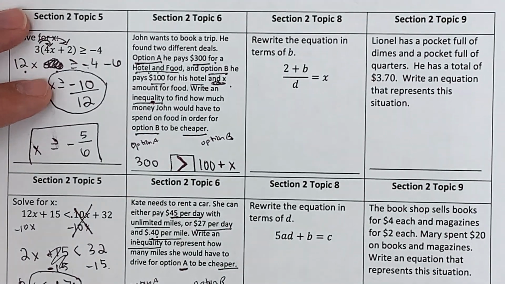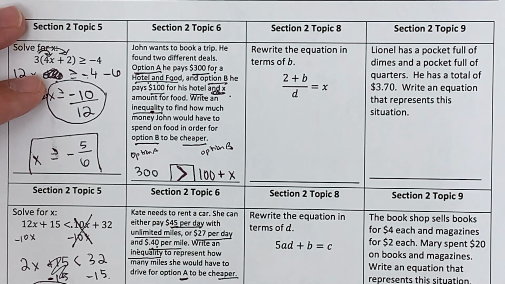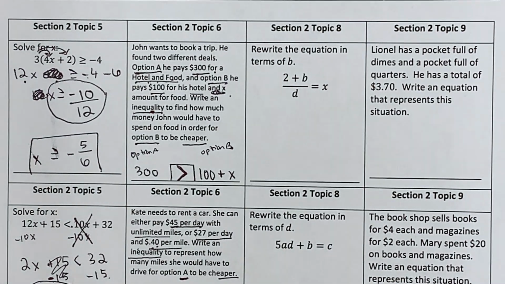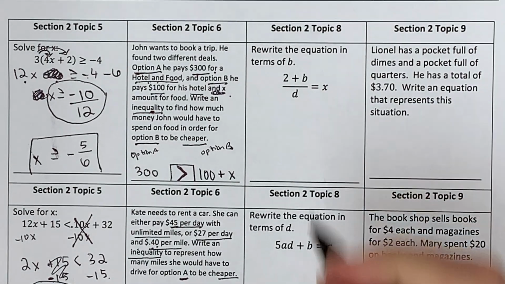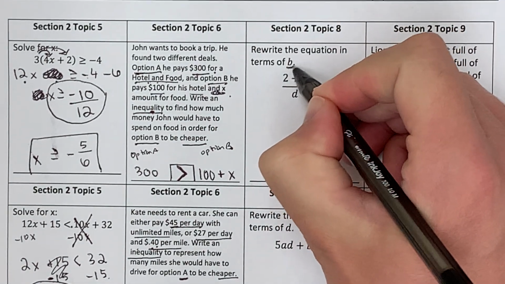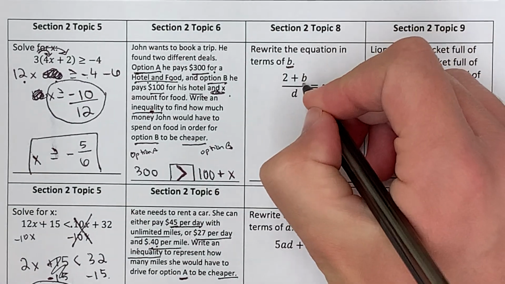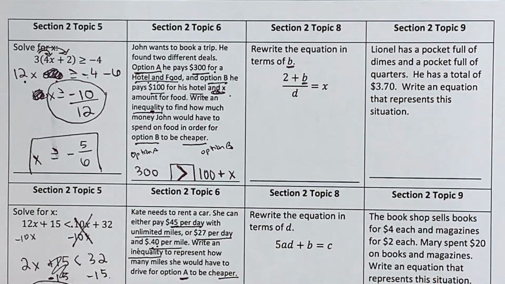All right, let's go on. Section 2, topic 8. All right, so I've got 2 plus b over d equals x, and we're looking for terms of b. So please always make sure you know what letter you're solving for. That's the issue I see a lot of times, is we accidentally solve for the wrong letter. So in this one, we're solving for b, so underline the b and do the opposite of everything else.